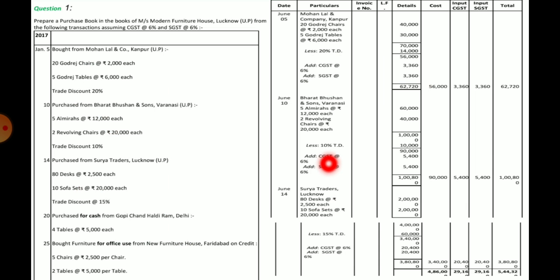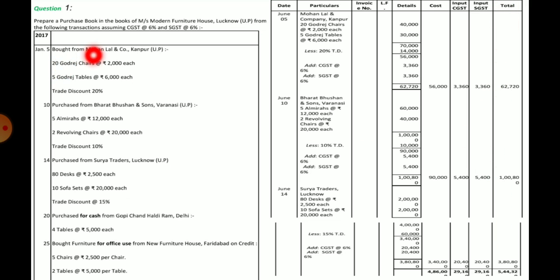Now, the first question is here. Prepare a purchase book in the books of M/s Modern Furniture House, Lucknow, UP, from the following transactions. CGST and SGST are also charged. So this is the format: date, invoice, LF, details, cost, input CGST, SGST and total. If the goods are sold from outside the state, that is from outside UP, there will be IGST also, right?